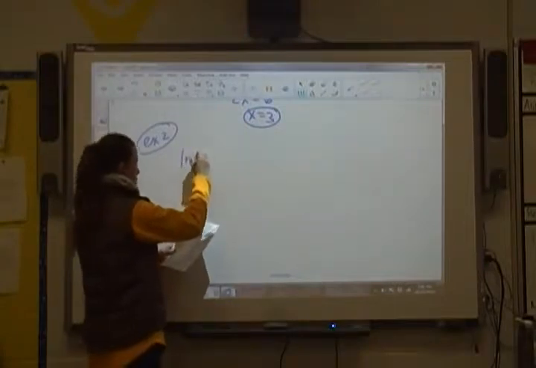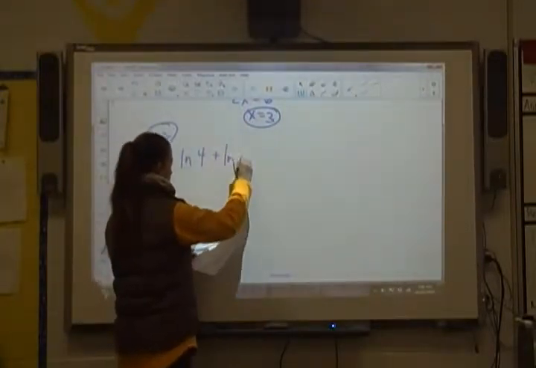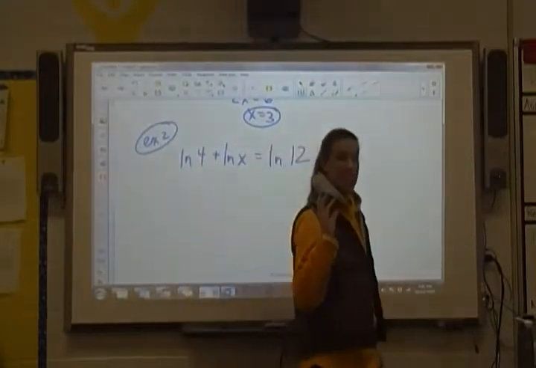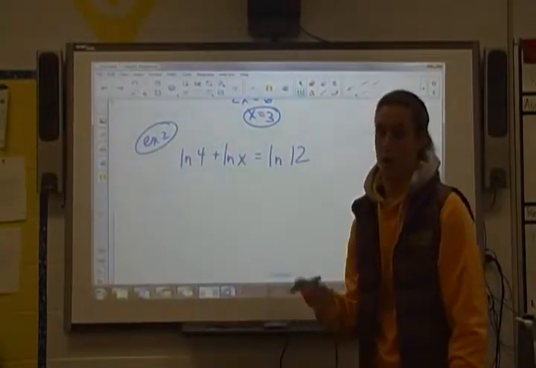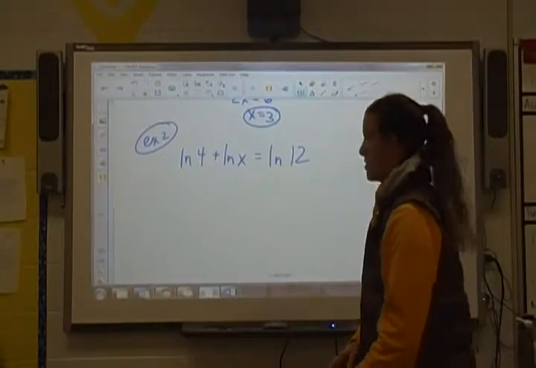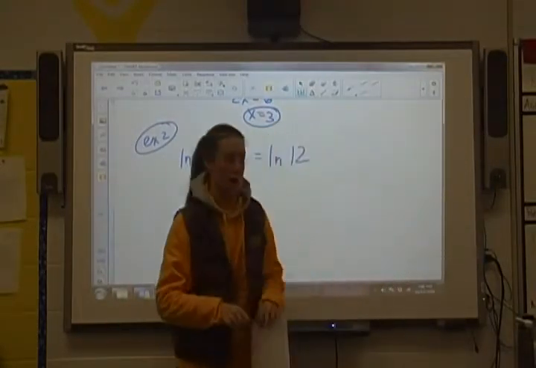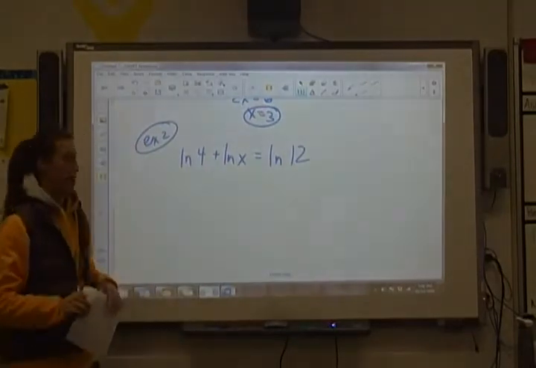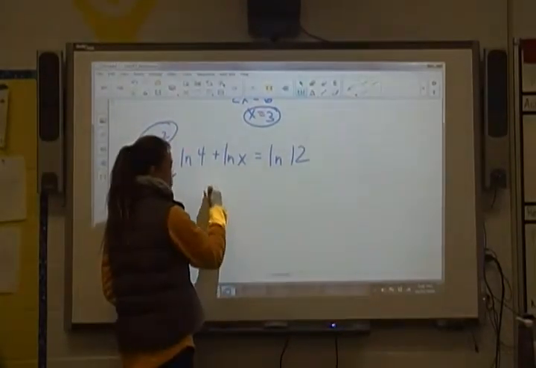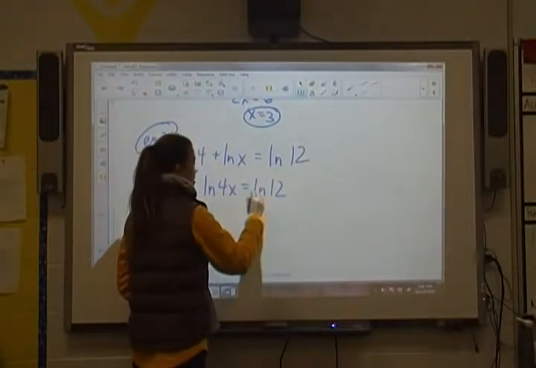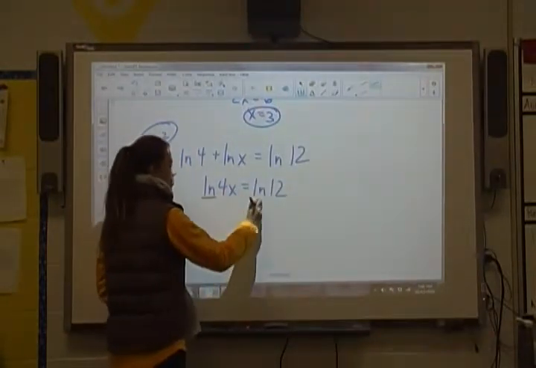So we've got natural log of 4 plus natural log of x is equal to natural log of 12. So we've got to condense this first to start, so we can have the one-to-one property. We have to have one log on each side. So it's important that we condense first. So addition means multiplication. So natural log of 4x equals natural log of 12. Now we have that one-to-one property.